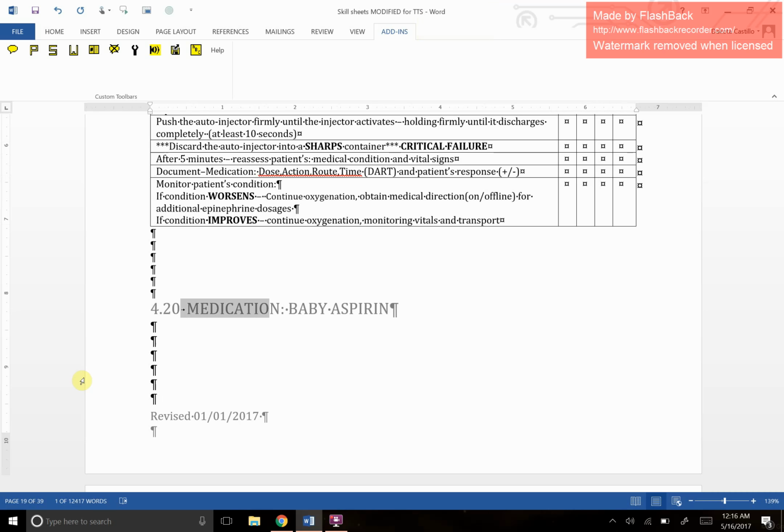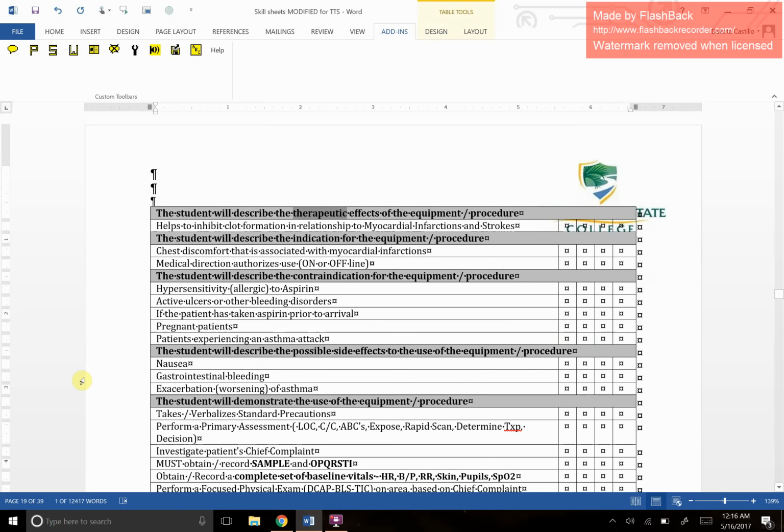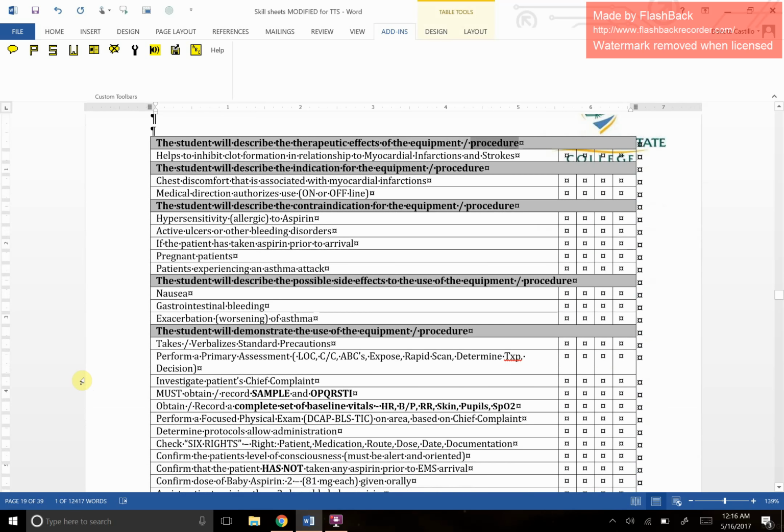4.20 Medication, baby aspirin. The student will describe the therapeutic effects of the equipment/procedure. Helps to inhibit clot formation in relationship to myocardial infarctions and strokes. The student will describe the indication for the equipment/procedure. Chest discomfort that is associated with myocardial infarctions. Medical direction authorizes use, on or offline.